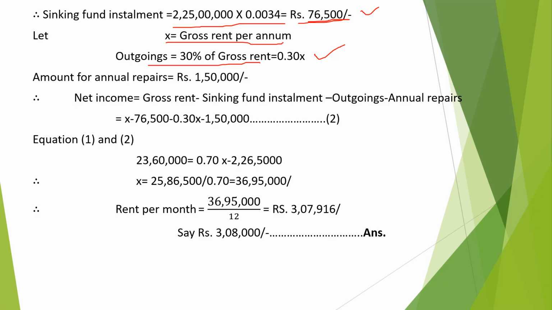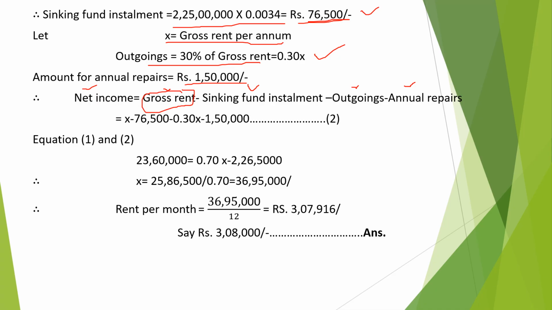Another thing given to you is annual repairs, which is 1 lakh 50,000. Now see here, what is net income? Net income will be equal to gross rent minus outgoings. Minus outgoings means sinking fund installment, minus outgoings, minus annual repairs. But actually we need to calculate the gross rent and not the net rent.